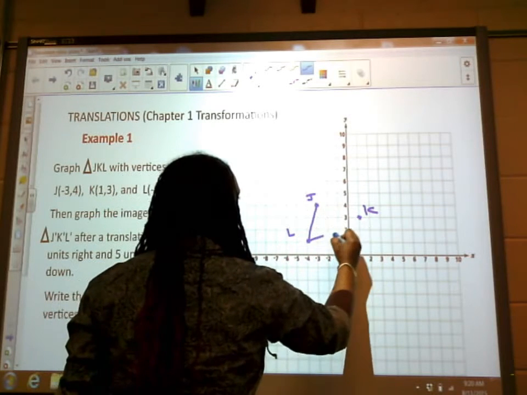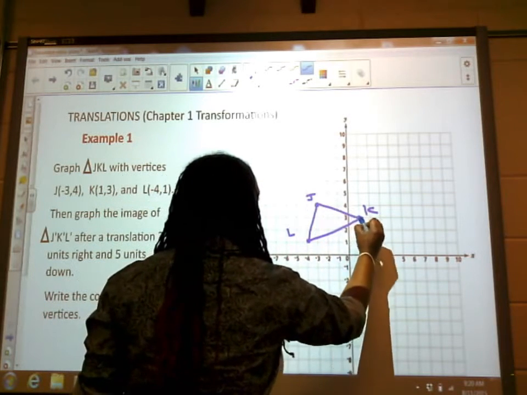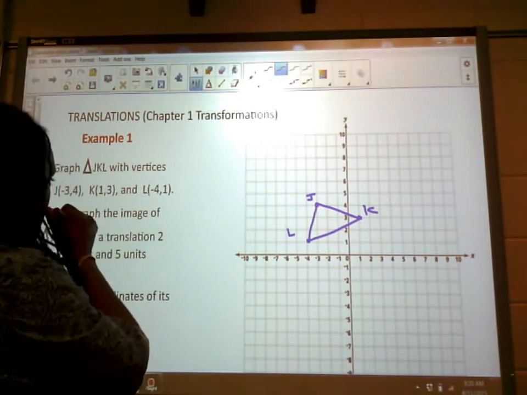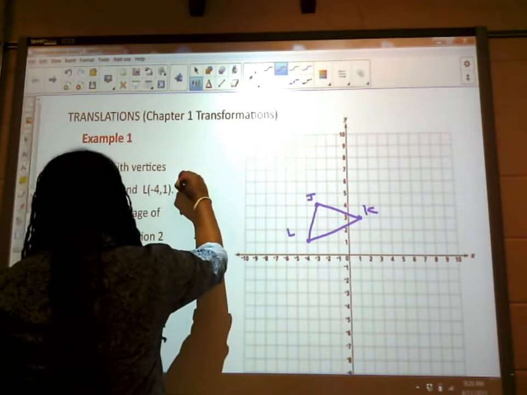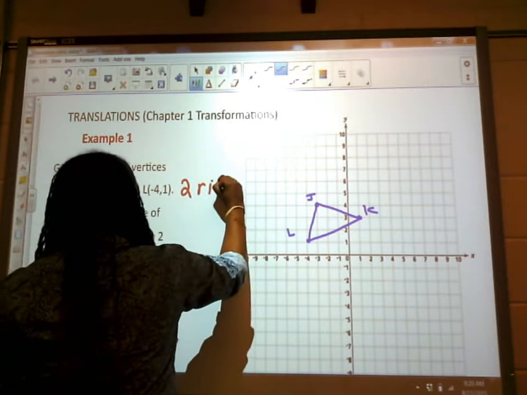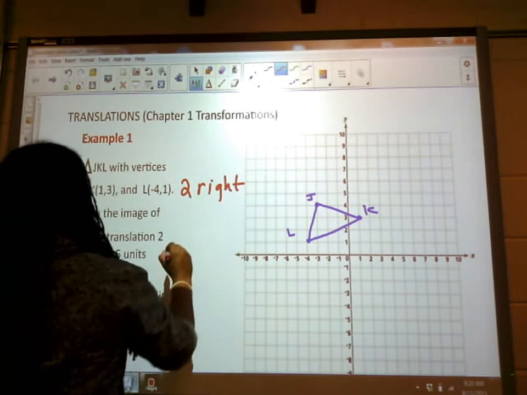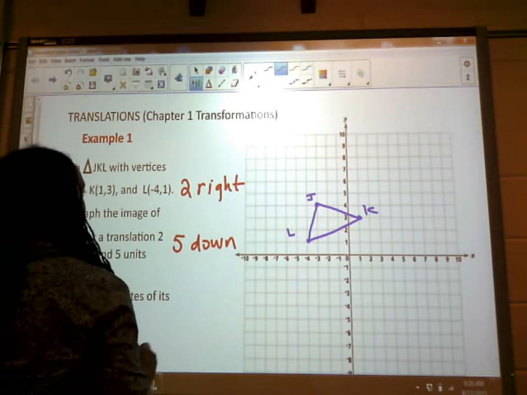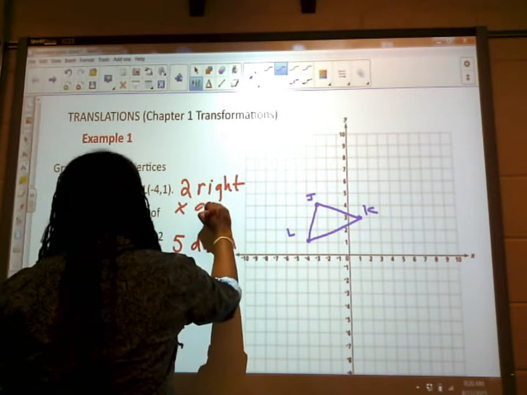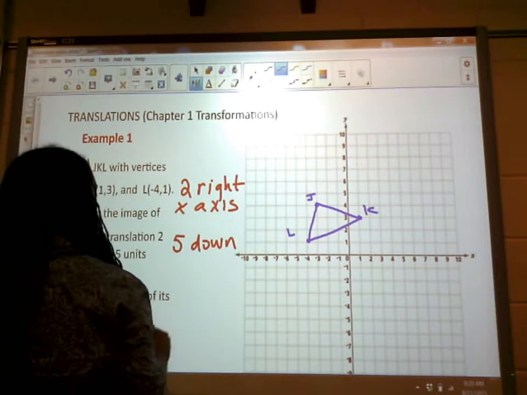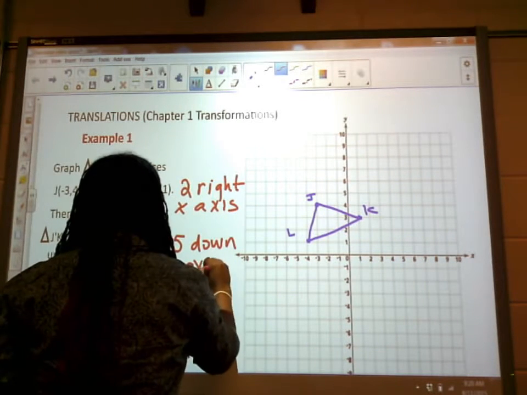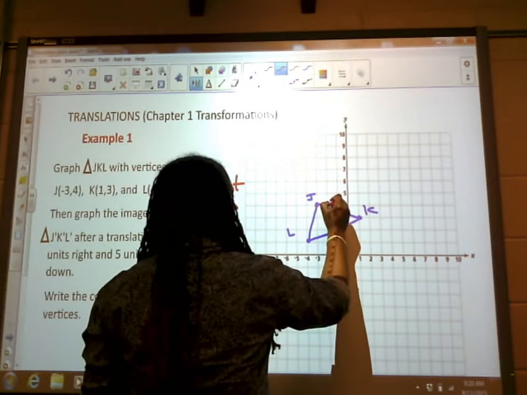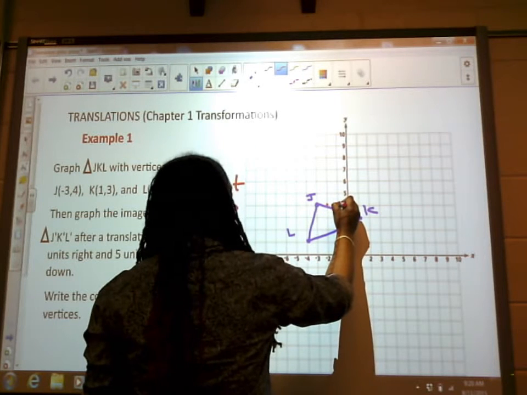Please make sure you pay attention to the notation. As you see, J, K, and L do not have apostrophe marks because these are our original points. So from there, we need to translate 2 units right and 5 down. So remember, when you go to the left or right, this will be on the x-axis. And when you go up or down, that is on your y-axis.